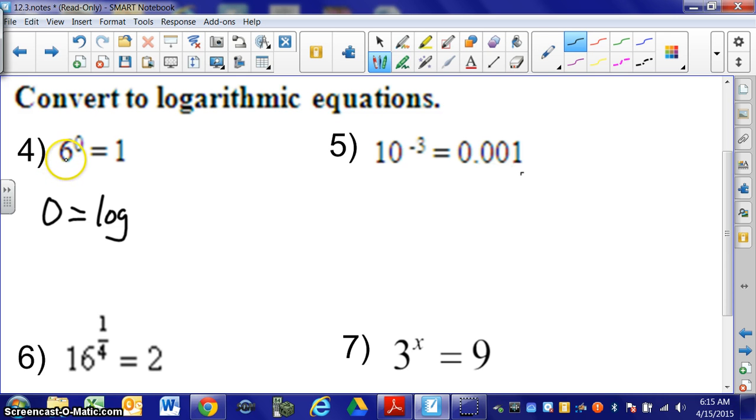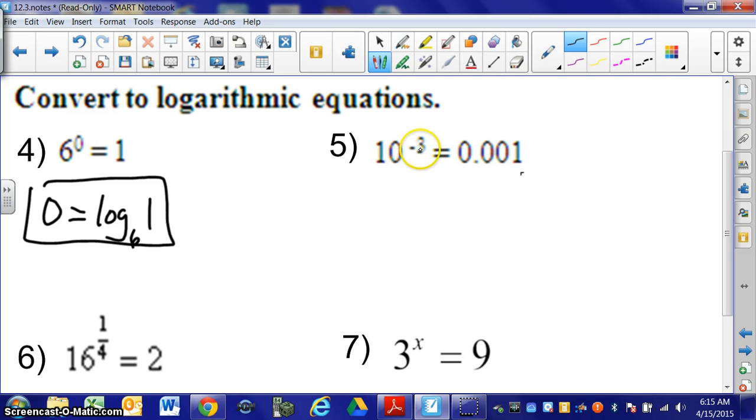And then the rest of it is just remembering the vocab. What's the base? Here the base is 6, so our base over here is 6, and then there's only going to be one number left. In this case, it is 1. 0 equals log base 6 of 1. Alright, not so bad. We use logarithms to solve for the exponent.